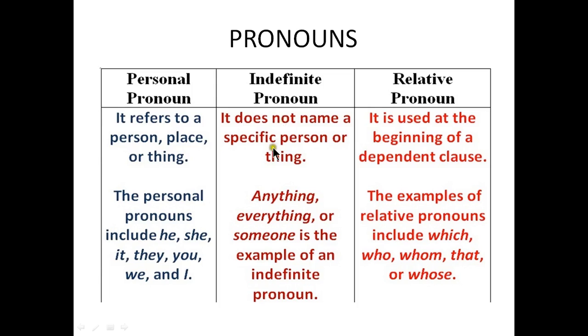Now come to indefinite pronoun. It doesn't name a specific person or thing. Anything, everything, someone are examples of an indefinite pronoun. And a relative pronoun is used at the beginning of a dependent clause. The examples of relative pronouns include which, who, whom, that, or whose. These five words, who, whom, that, which, and whose, are called relative pronouns. Personal pronoun, indefinite pronoun, relative pronoun. We are going to deal with these three kinds of pronouns for the solution of the exercise on page number 76.